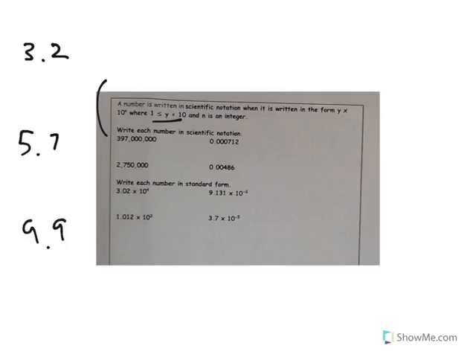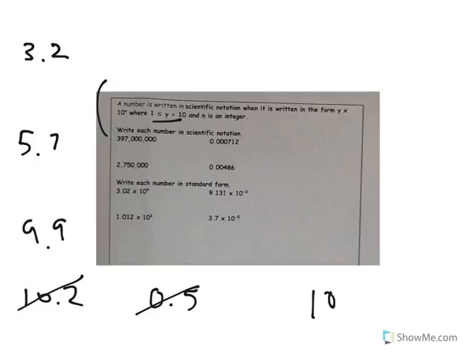It cannot be 10.2. It cannot be 0.5. It has to be 1 or greater and less than 10 in order for it to work. And then that's going to be times something to the 10th power.